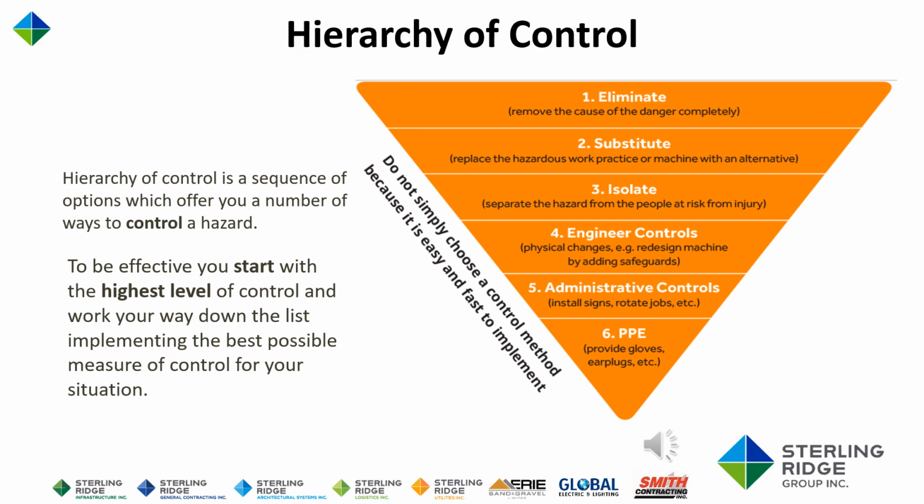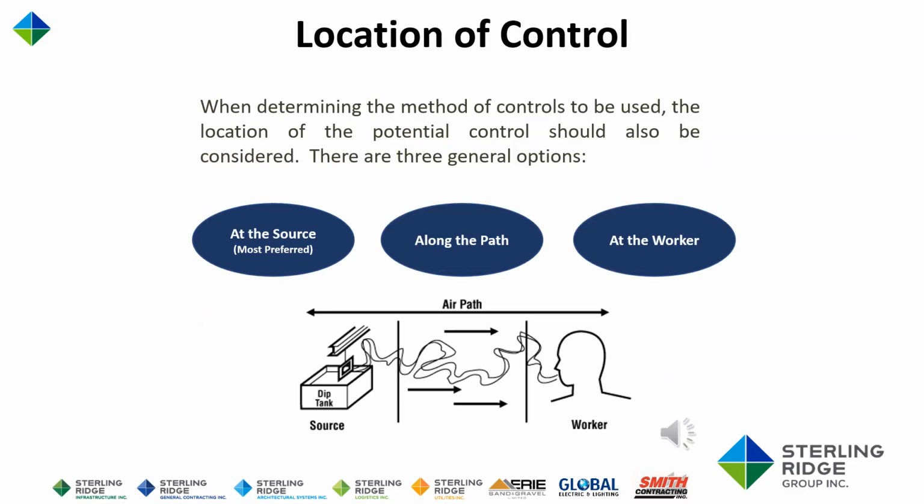4. Engineer controls, physical changes: redesign the machine by adding safeguards. 5. Administrative controls: install signs, rotate jobs, etc. 6. PPE: provide gloves, earplugs, etc. Location of control. When determining the method of controls to be used, the location of the potential control should also be considered. There are 3 general options: at the source, which is most preferred, along the path, and at the worker.